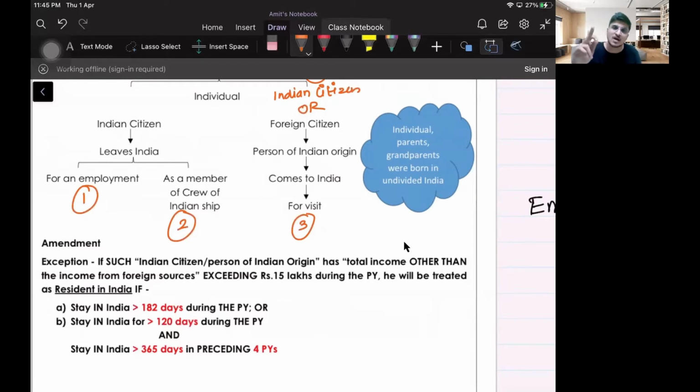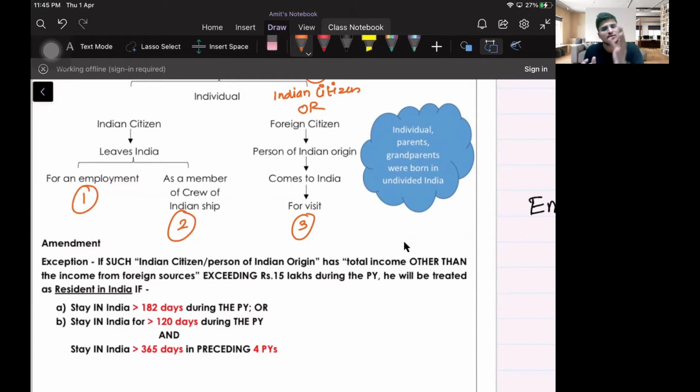If yes, your income is more than 15 lakhs, then the second basic condition will be applicable. But what was the second basic condition? 60 days in the previous year and 365 days in the four preceding previous years. That 60 will be replaced and become 120. All the other conditions will remain the same.